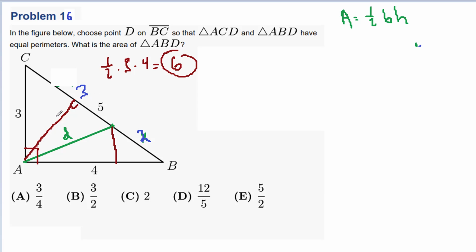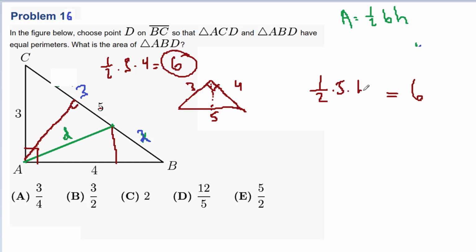But you could also use this altitude here and this 5. In other words, if we looked at this triangle upside down, right, and we had a 5 here, a 3 here, and a 4 there, and we drew this dotted line, we should still be able to get an area of 6 if we looked at it this way. So in other words, 6 should equal 1/2 base 5 times the height.